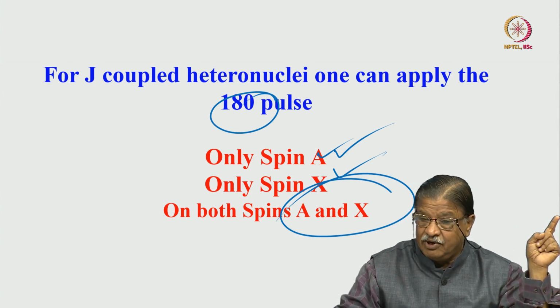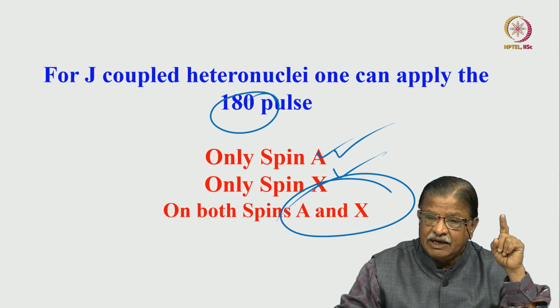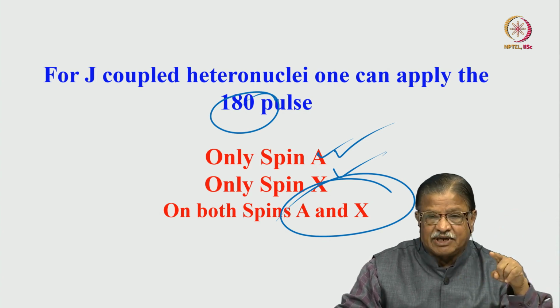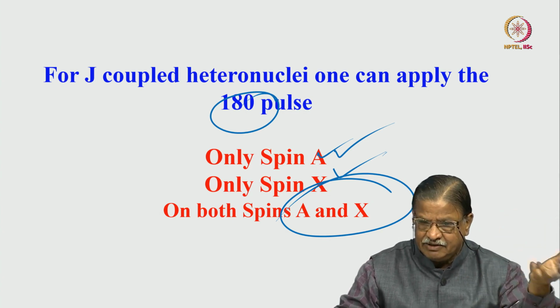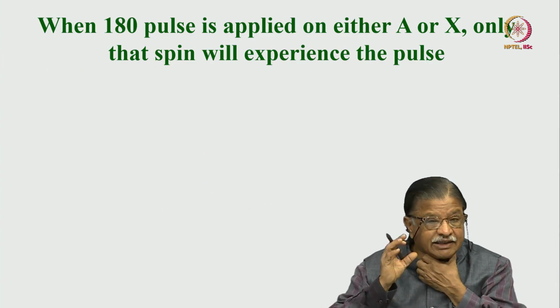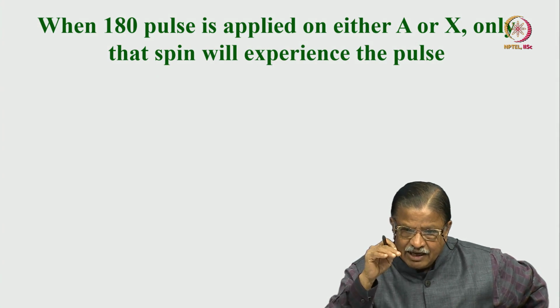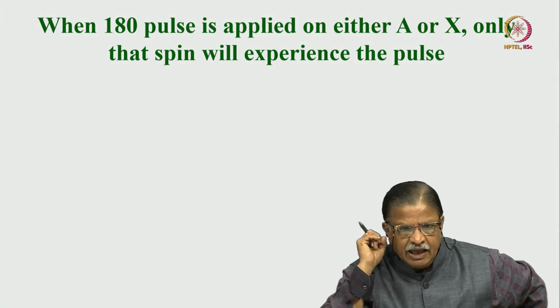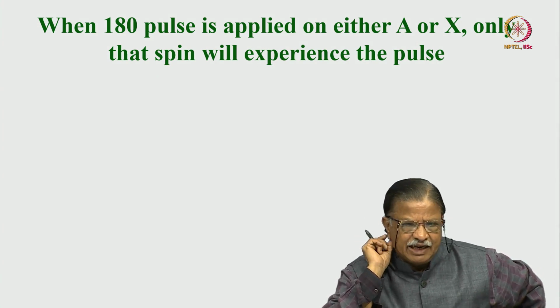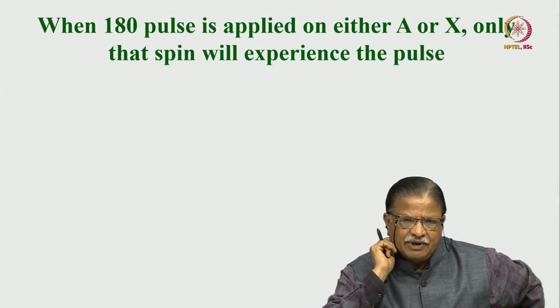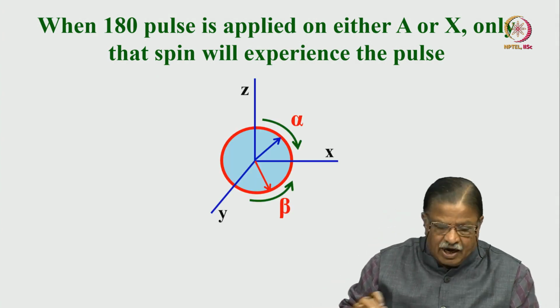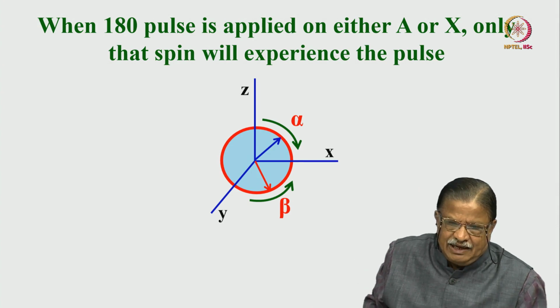Whereas in the case of the homonuclear, if you apply a 180 pulse on A, the X spin which is coupled to it also gets reversed because it is a homonuclear spin. But here I can separately apply a 180 pulse either only on proton, only on carbon, or both of them. Let us see, when the 180 pulse is applied on either A or X only, how the vectors will start moving.